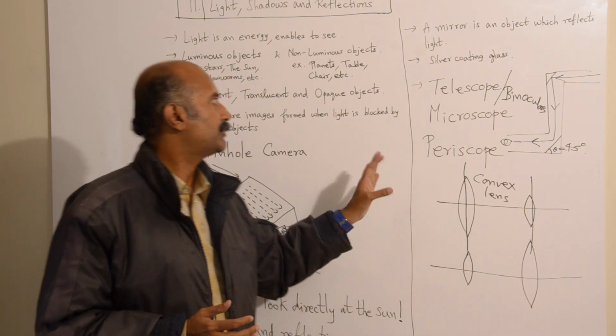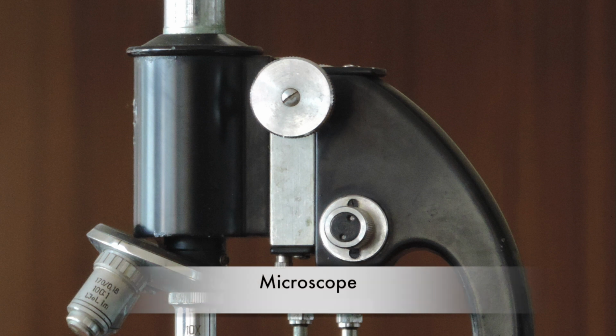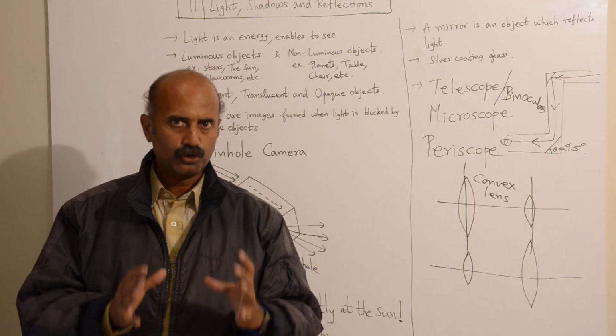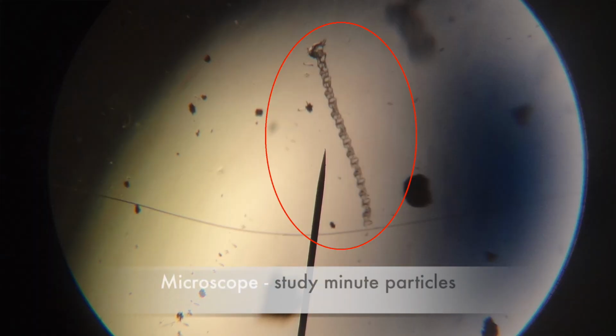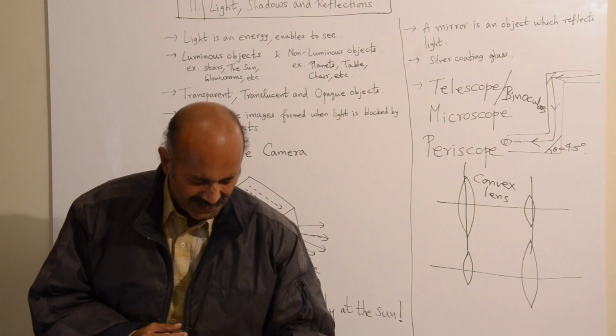So the next instrument which we'll study is the microscope. What do you mean by a microscope? A microscope is an instrument used to study minute particles, very small particles. You keep it under a slide and you study them.